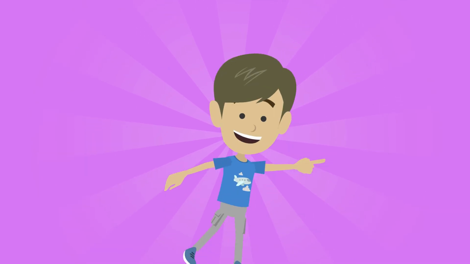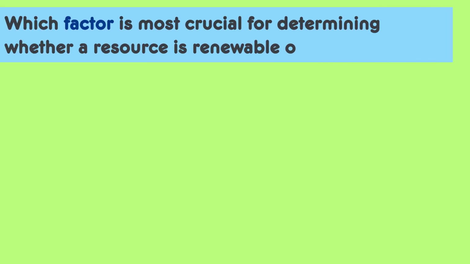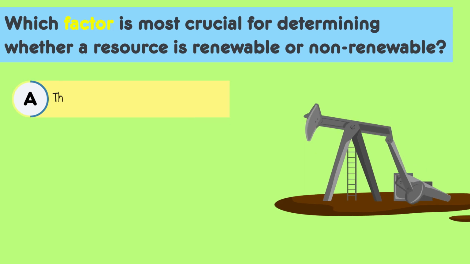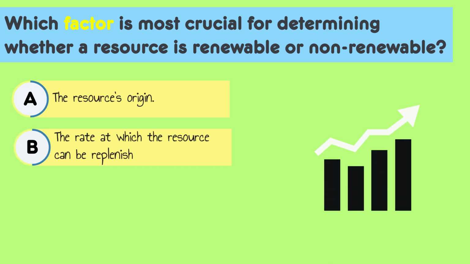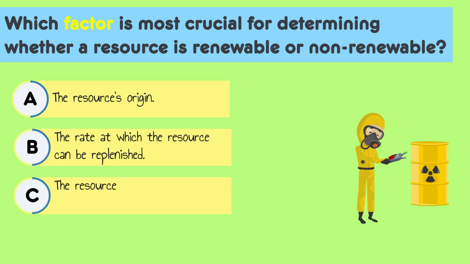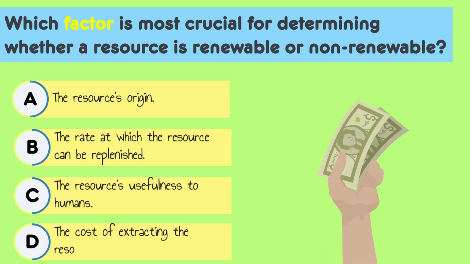Now let's evaluate our understanding with a key question. Which factor is more crucial for determining whether a resource is renewable or non-renewable? A. The resource's origin. B. The rate at which the resource can be replenished. C. The resource's usefulness to humans. D. The cost of extracting the resource.